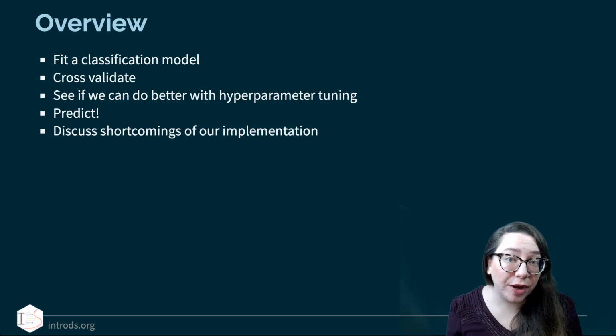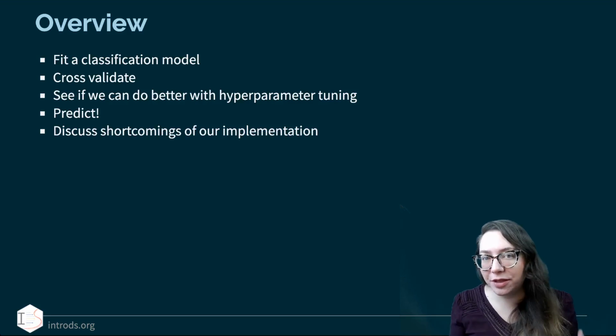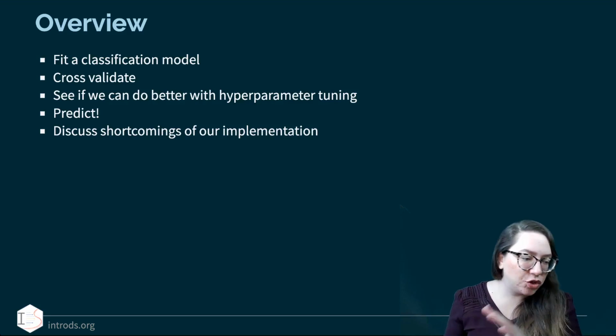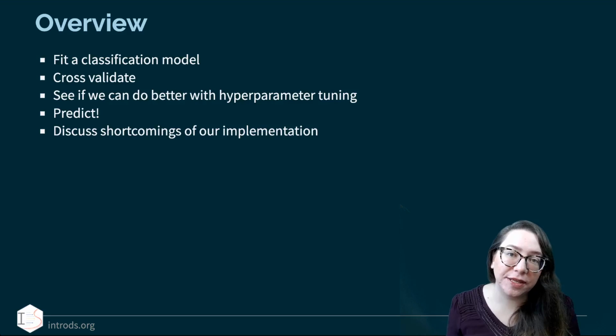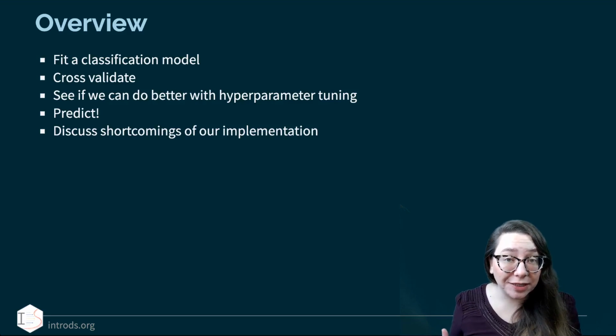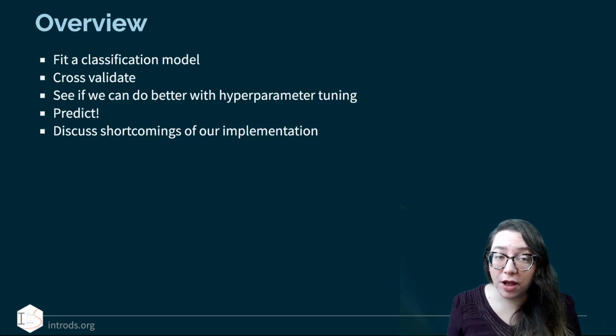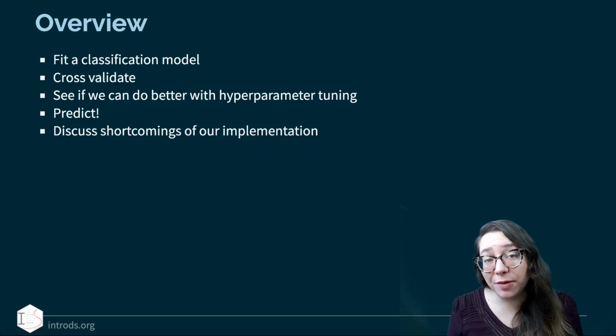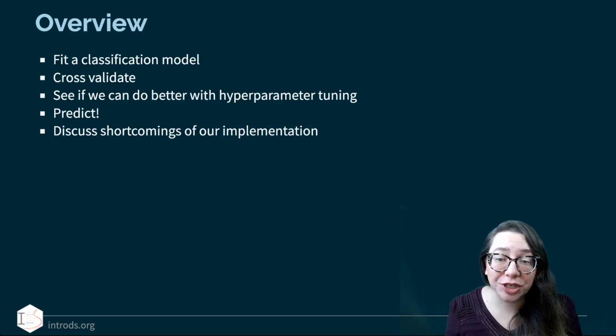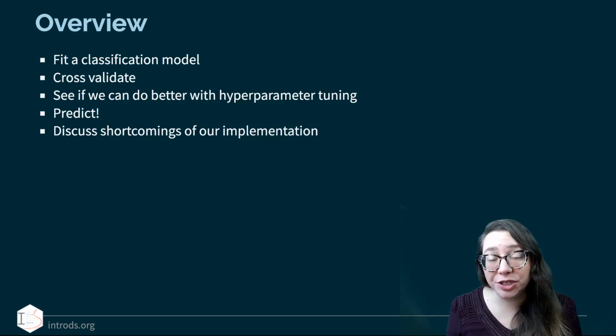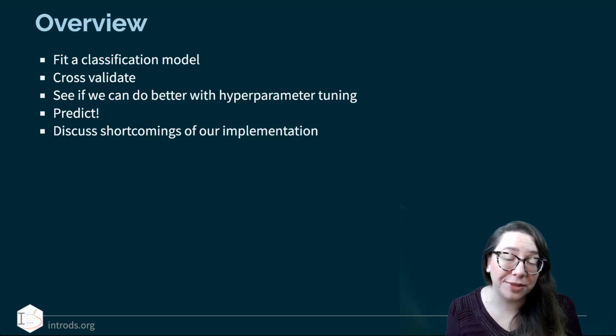So this is an approach where we try a bunch of parameters and we let the computer do the work, where we say, try out all of these models and tell me which ones are doing better. And because we're doing classification here, better would mean a higher area under the ROC curve, or a higher accuracy rate. And finally, once we have a model we're happy with, we're going to try to do prediction. And of course, this is not a perfect solution to this problem. So we're going to end with discussing some shortcomings of our implementation, which hopefully will motivate you to learn more about machine learning in future courses. So let's get to it.